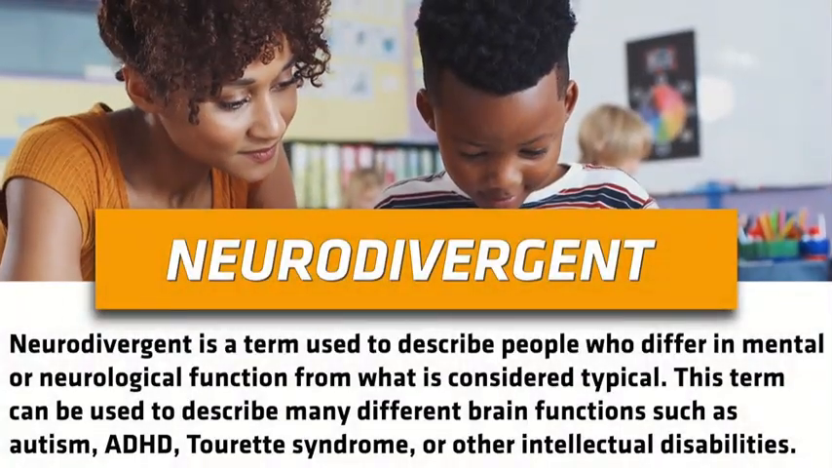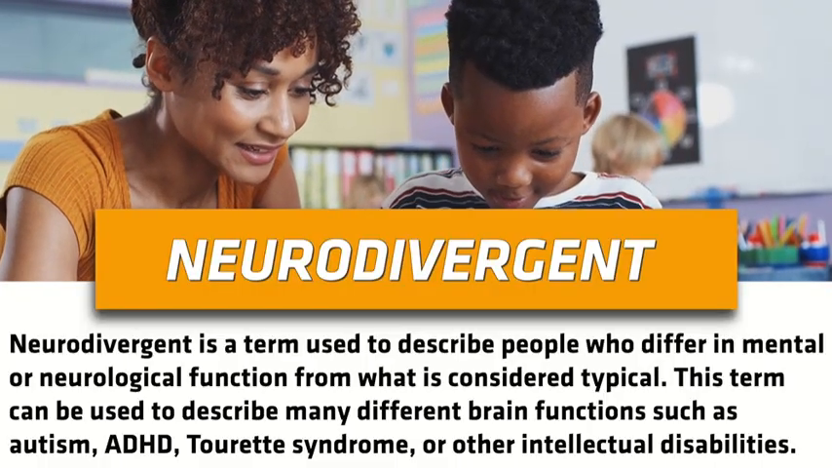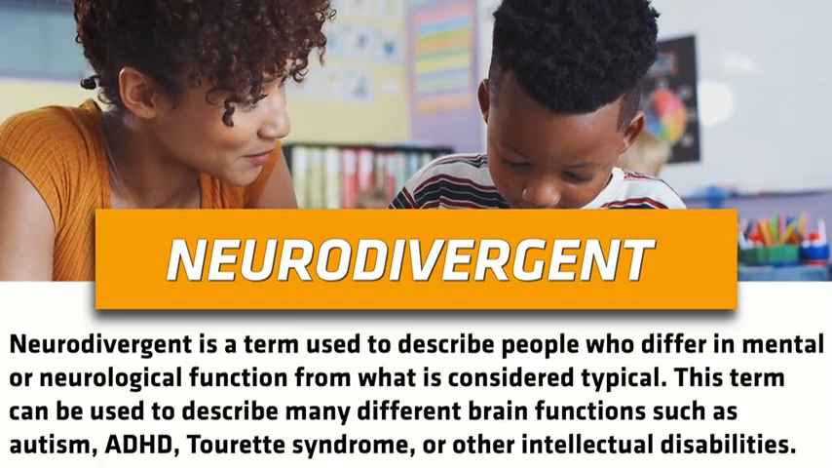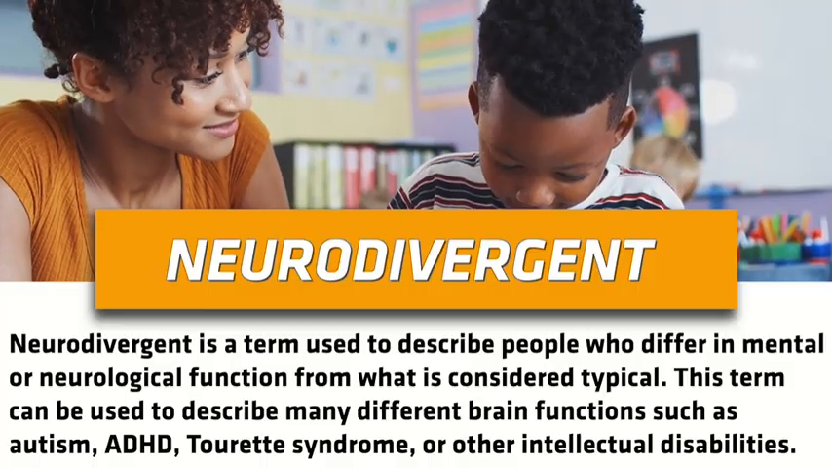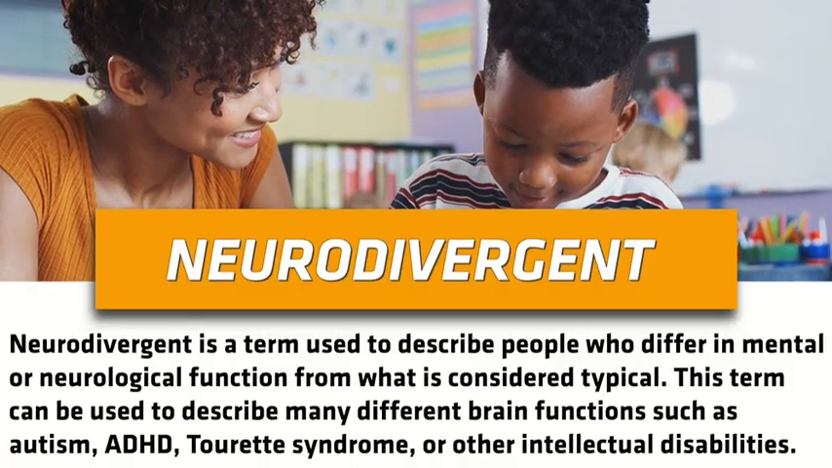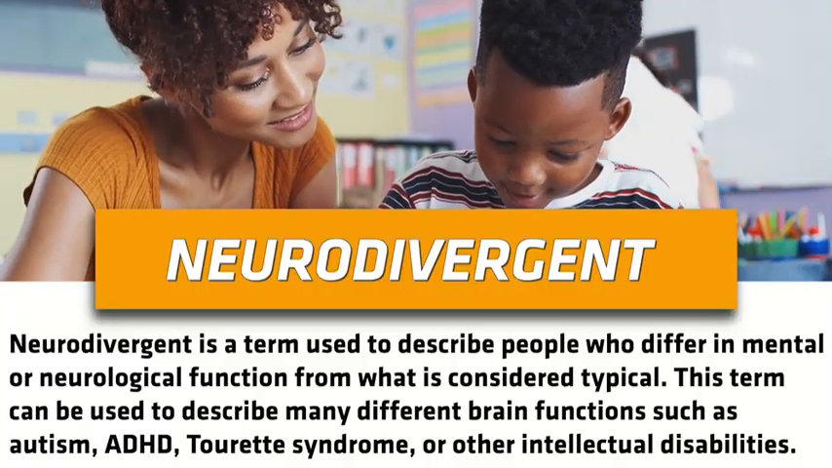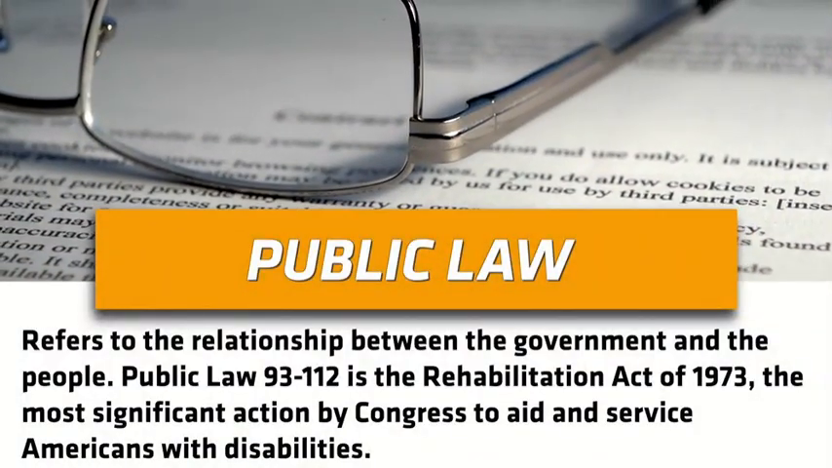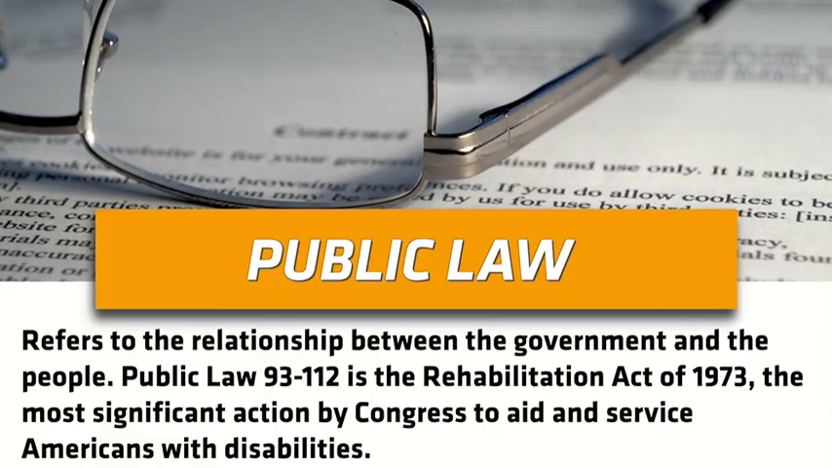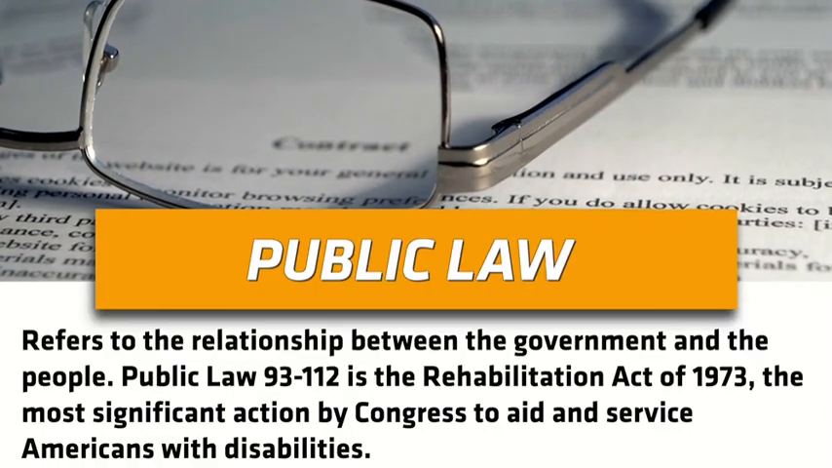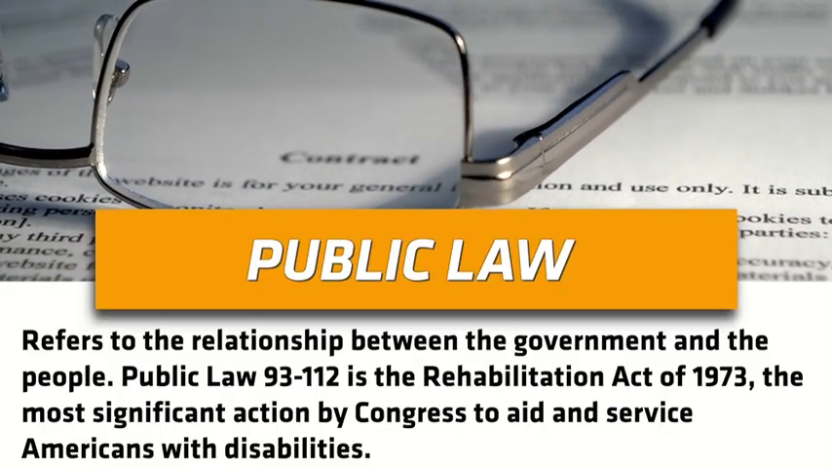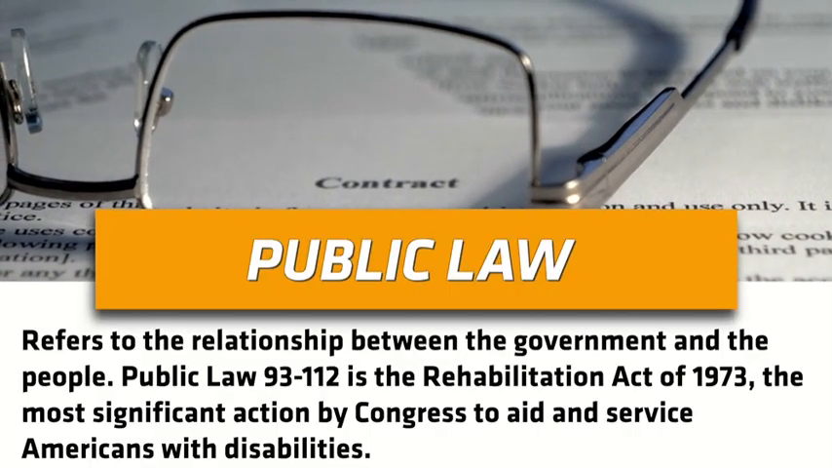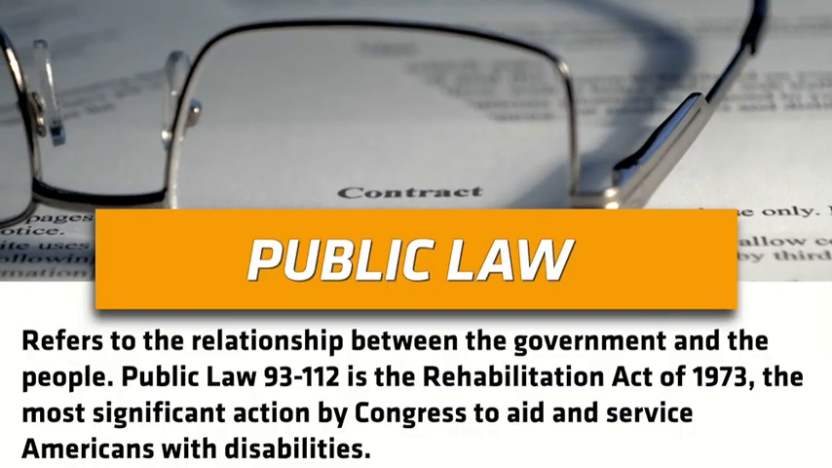Neurodivergent is a term used to describe people who differ in mental or neurological function from what is considered typical. This term can be used to describe many different brain functions such as autism, ADHD, Tourette syndrome, or other intellectual disabilities. Public law refers to the relationship between the government and the people. Public Law 93-112 is the Rehabilitation Act of 1973, the most significant action by Congress to aid and service Americans with disabilities.